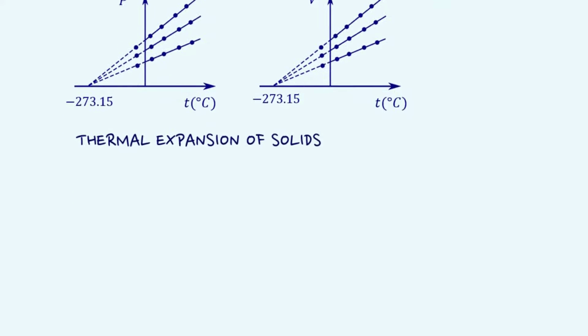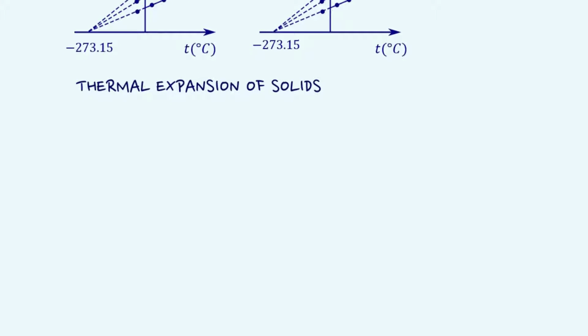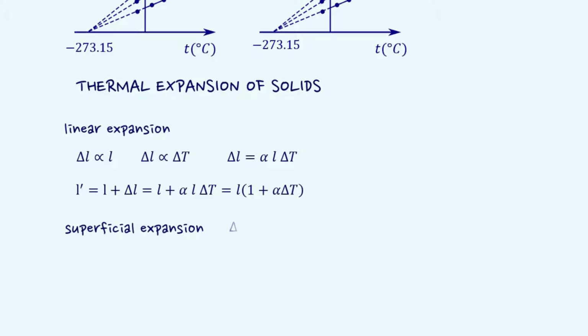Most solids expand when heated and contract when cooled. When the temperature of a solid is increased, its atoms and molecules vibrate with greater amplitude. Because of their increased motion, the average separation between atoms and molecules increases. As a result, a solid expands on heating. The thermal expansion of solids is of three types: linear expansion, superficial expansion, and cubical expansion.